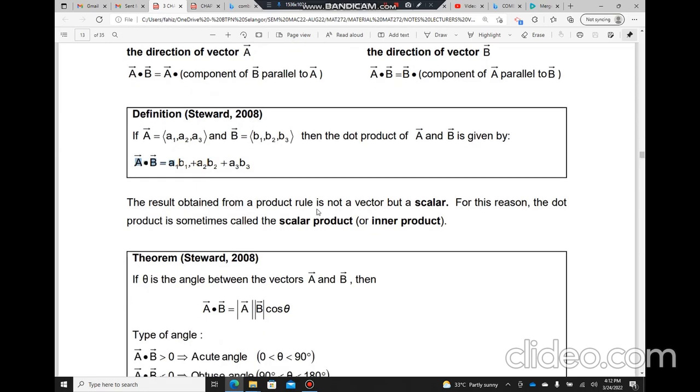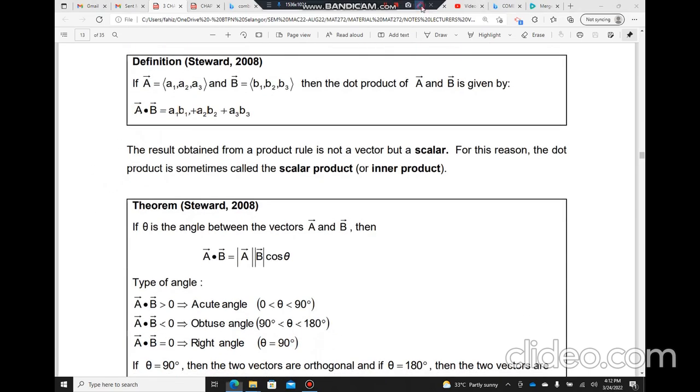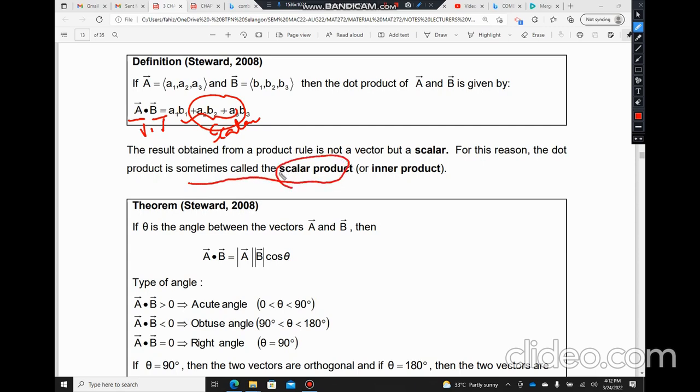The result obtained from a dot product is not a vector but a scalar. This is what I am telling you. Why is this? When we use the dot product, we take a vector dot a vector, and what we get here is a scalar. It means we just get one ordinary value. Okay, for this reason, the dot product is sometimes called the scalar product. So sometimes we call the dot product the scalar product because we get a scalar when we multiply using the dot product.